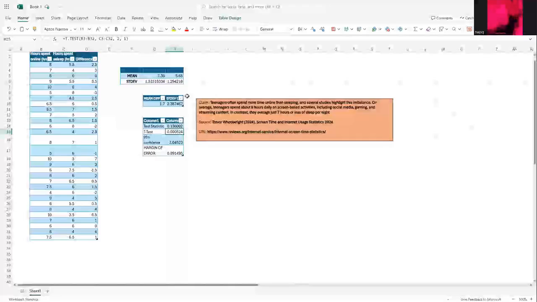So comparing this to the evidence that I found, where it says teenagers spend about 9 hours daily on screen-based activities, including social media, gaming, and streaming content, while they average just around 7 hours or less of sleep per night. So this gives around a 2 hour difference where they spend more online. And from the results over here, I can say that it's very, very similar to what I found in the article.